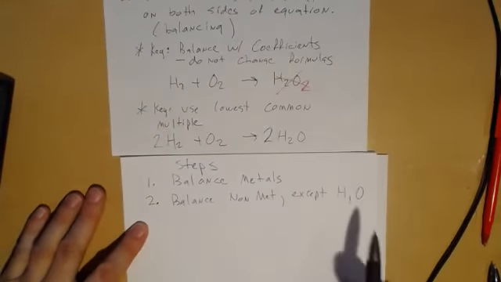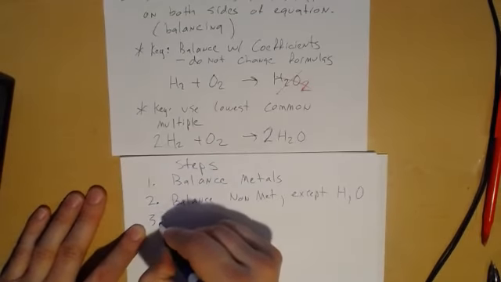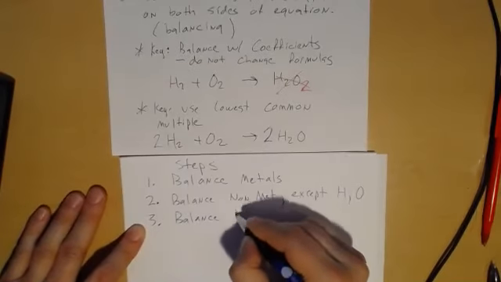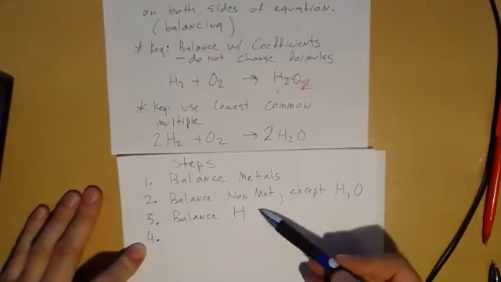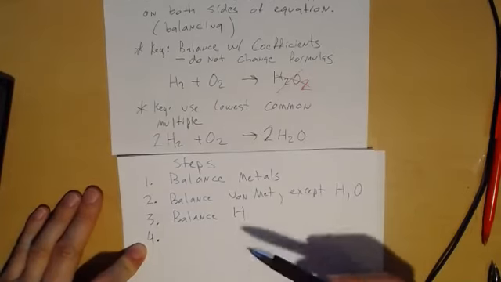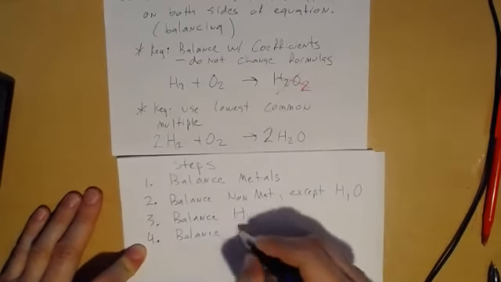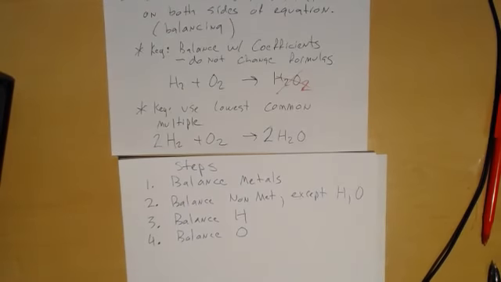So generally you balance the metals, then the non-metals, then you balance hydrogen, and then you balance oxygen. And sometimes if you go through the steps, a lot of times oxygen and hydrogen may work themselves out by the time you get to the end. And that's kind of your basic idea.